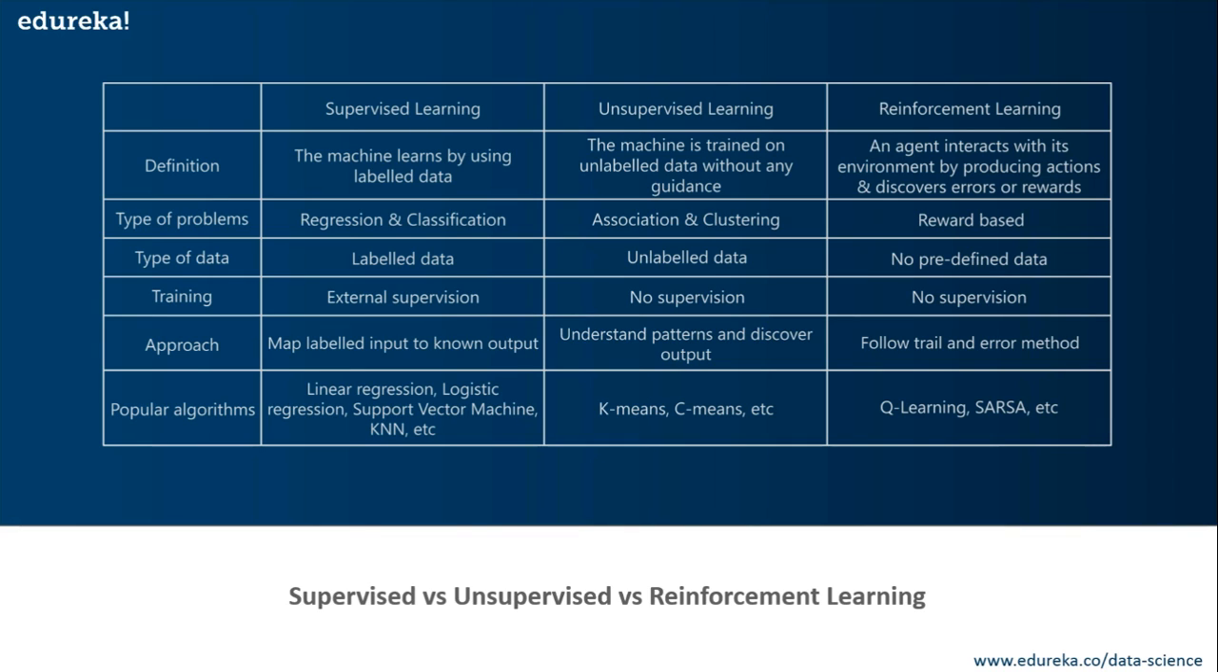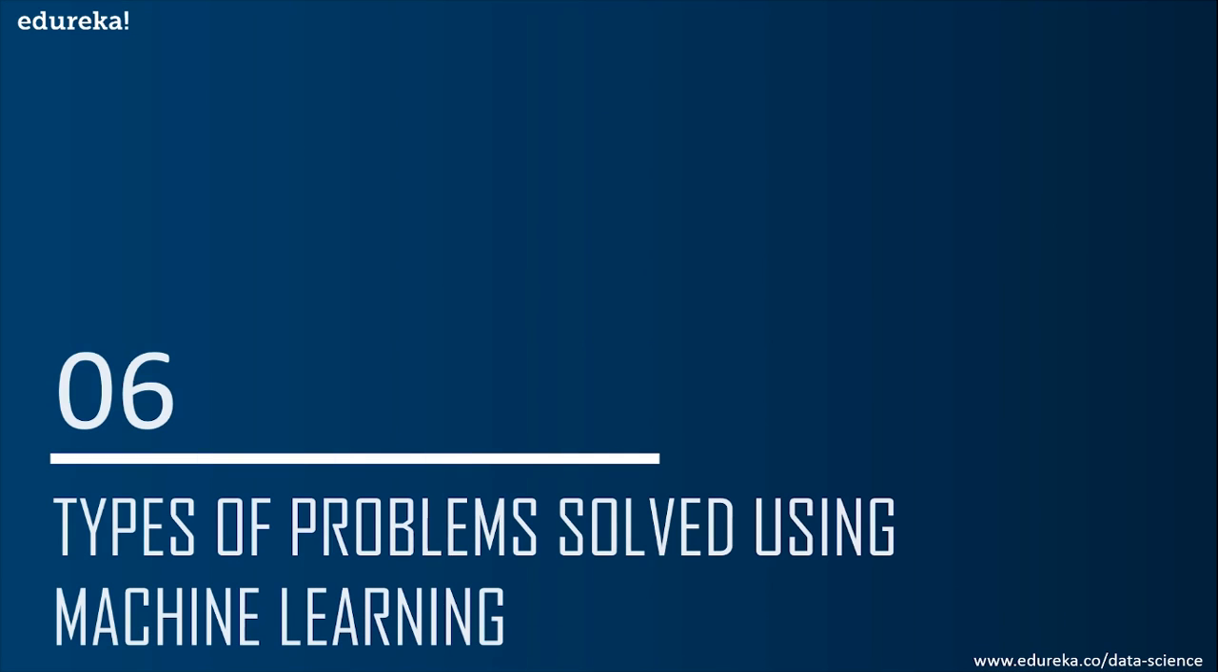Now, popular algorithms under supervised learning are linear regression, logistic regression, support vector machines, and so on. Under unsupervised learning, we have the most famous k-means clustering algorithm. Under reinforcement learning, we have the Q-learning algorithm. All right. So guys, I hope I cleared the confusion between supervised, unsupervised, and reinforcement learning. Now let's move on and discuss the different types of problems that are solved by using machine learning.